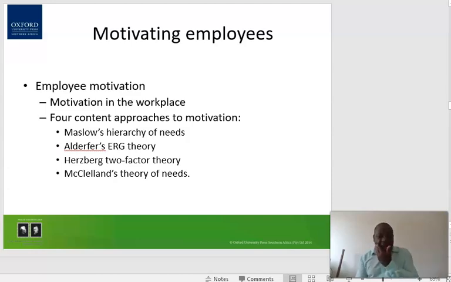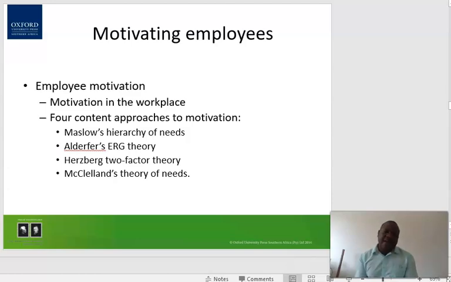However, Maslow's hierarchy of needs, inasmuch as it forms the basis for all other content theories of motivation, was criticized by many, including Alderfer, Herzberg, as well as McClelland. So Alderfer came in and said, no, these needs cannot be arranged in that particular order. People are different.